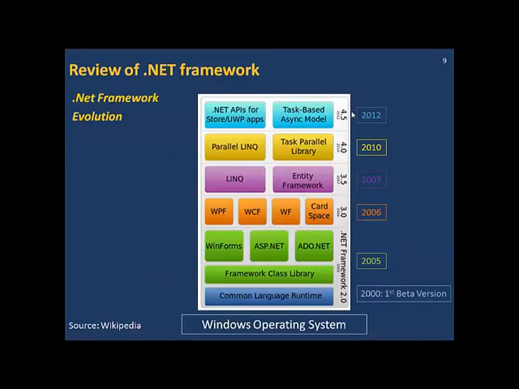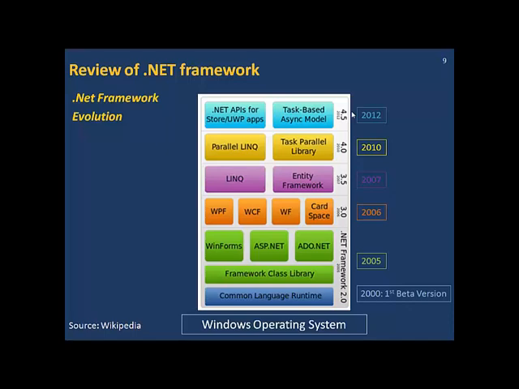So let us consider the evolution of the .NET Framework. The first beta version of .NET was released in 2000. In 2005, .NET version 2.0 was released, and it contained classes for Windows Forms, ASP.NET, and ADO.NET. In 2006, .NET version 3.0 was released, which contained additional classes for WPF, WCF, Windows Workflow Foundation, and CardSpace.